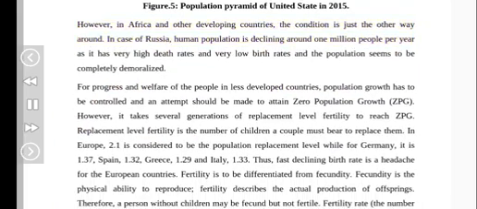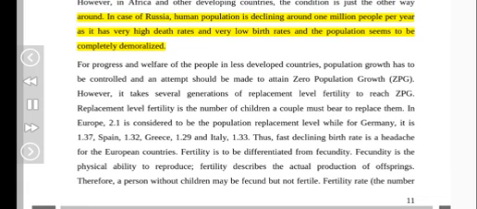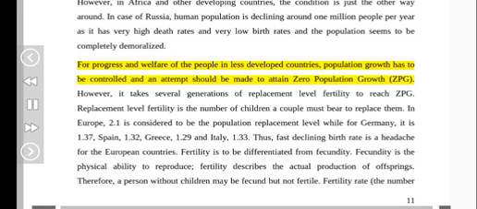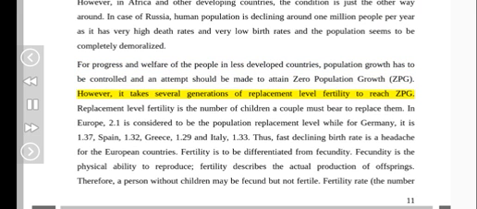In case of Russia, human population is declining around 1 million people per year as it has very high death rates and very low birth rates, and the population seems to be completely demoralized. For progress and welfare of the people in less developed countries, population growth has to be controlled and an attempt should be made to attain zero population growth (ZPG). However, it takes several generations of replacement level fertility to reach ZPG.